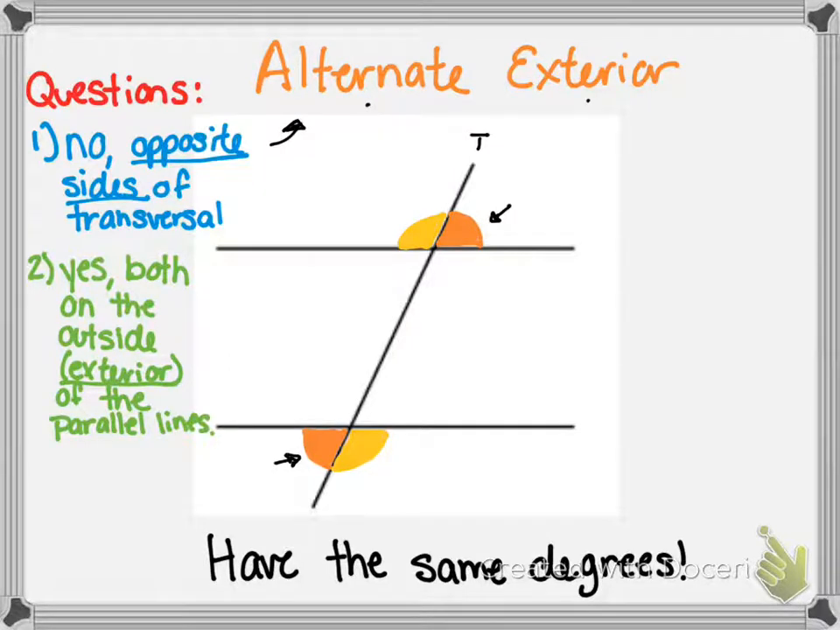Now, let's say that we are trying to find the degree if we only have one of them. Let's say that this one is 45 degrees. They are going to have the exact same measurement. So if that top one was 45 degrees, then the bottom one would also be 45 degrees.